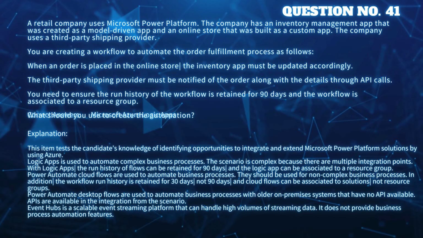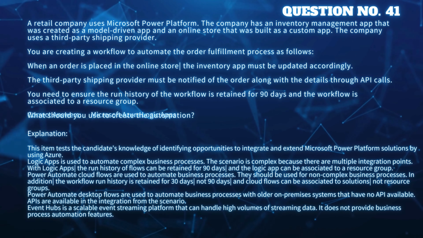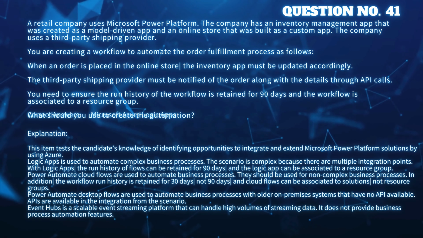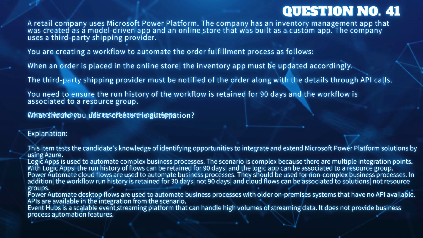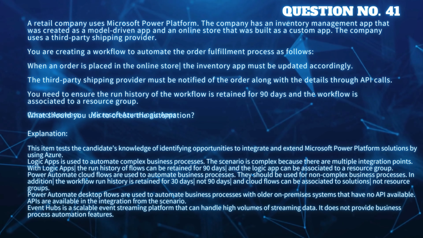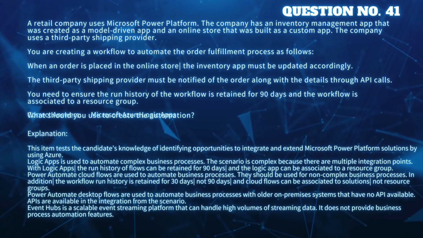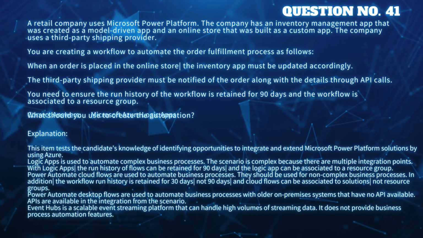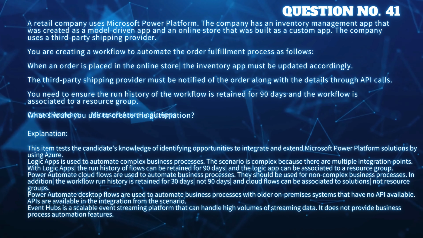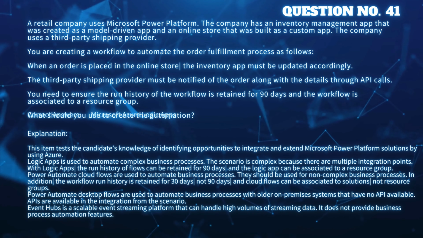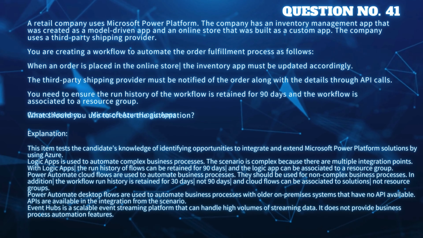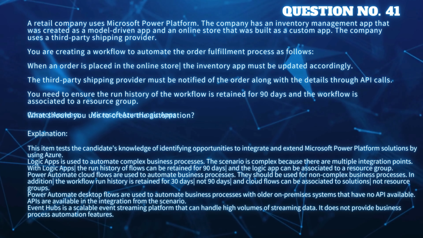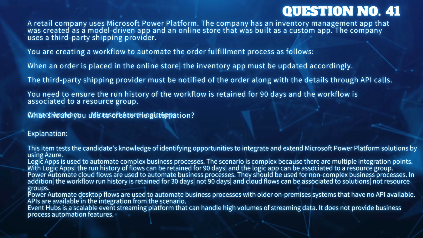Power Automate Cloud Flows are used to automate business processes. They should be used for non-complex business processes. In addition, the workflow run history is retained for 30 days, not 90 days, and cloud flows can be associated to solutions, not resource groups. Power Automate Desktop Flows are used to automate business processes with older on-premises systems that have no API available. APIs are available in the integration from the scenario.